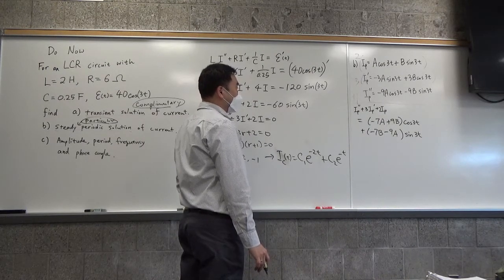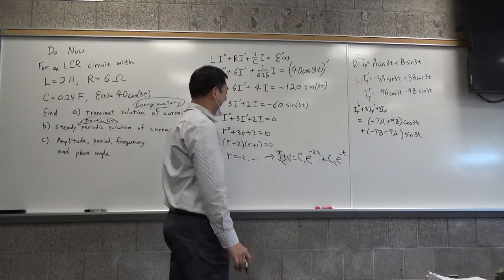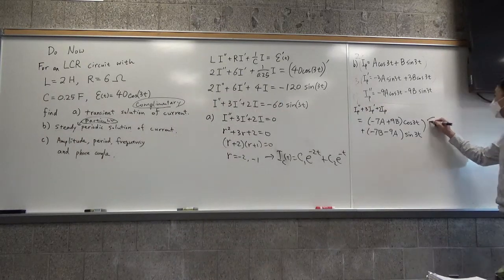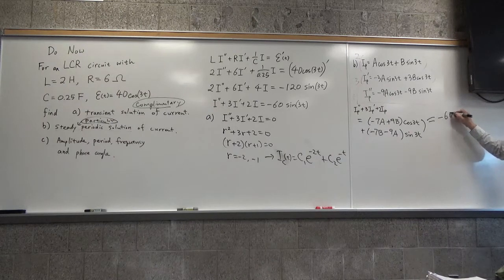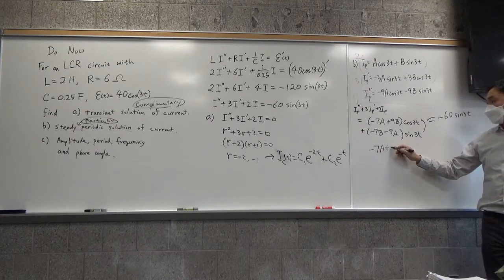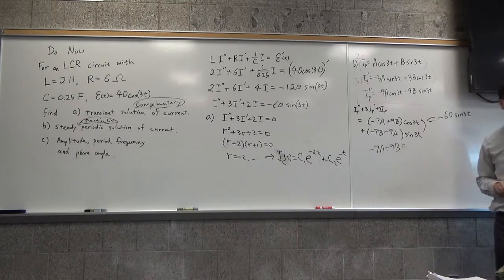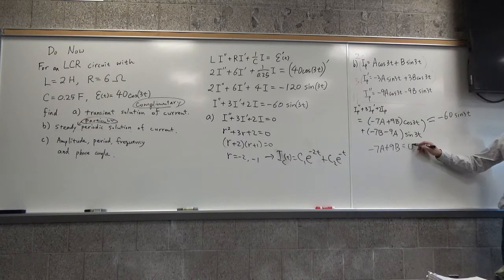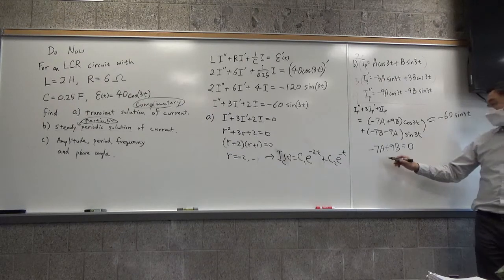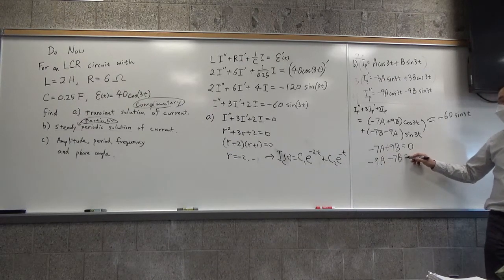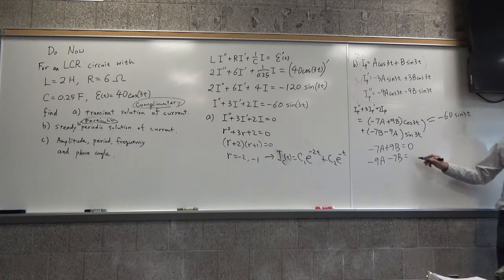Then I need this to equal what? It has to equal this right side, right? So this here has to equal negative 60 sine 3t. Okay, so what does that mean? That means negative 7a plus 9b better equal 0, because that's the cosine one, right? And then negative 9a minus 7b should equal negative 60. All right, great.